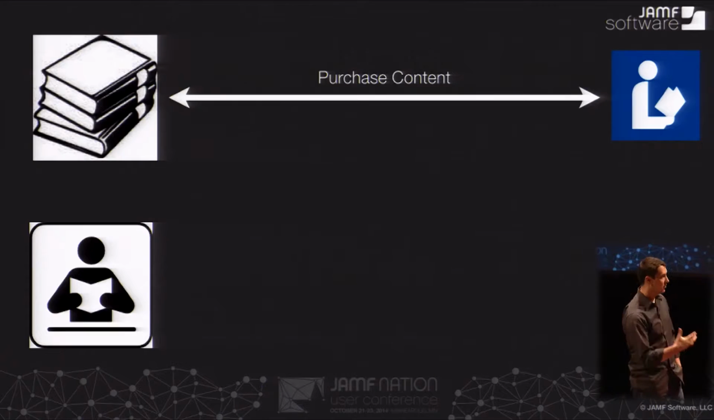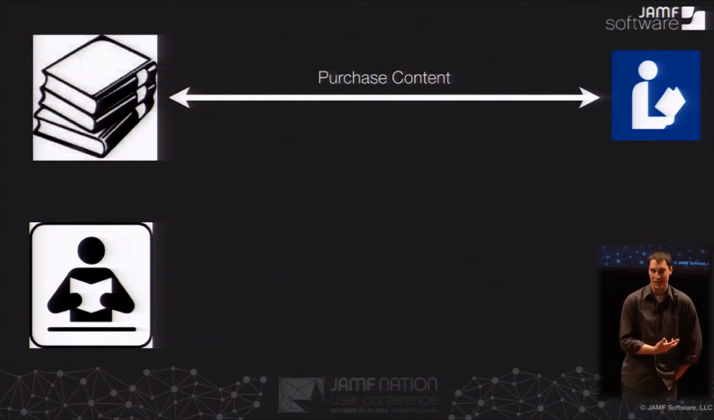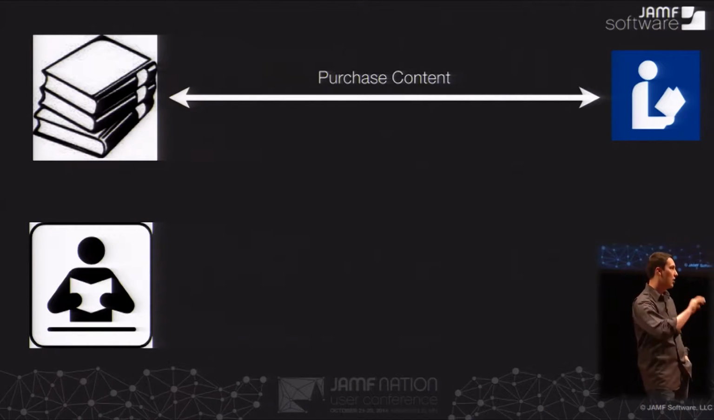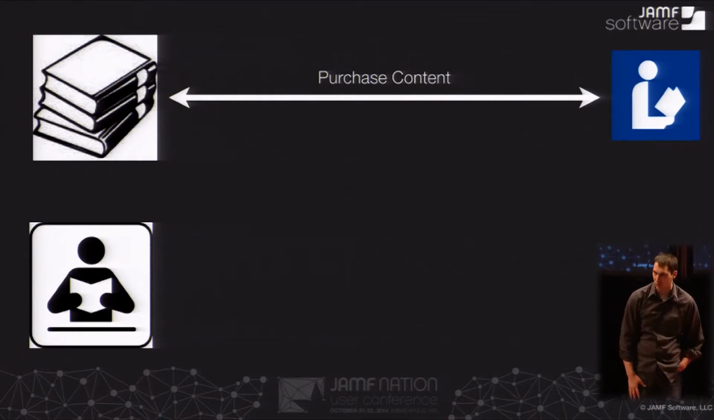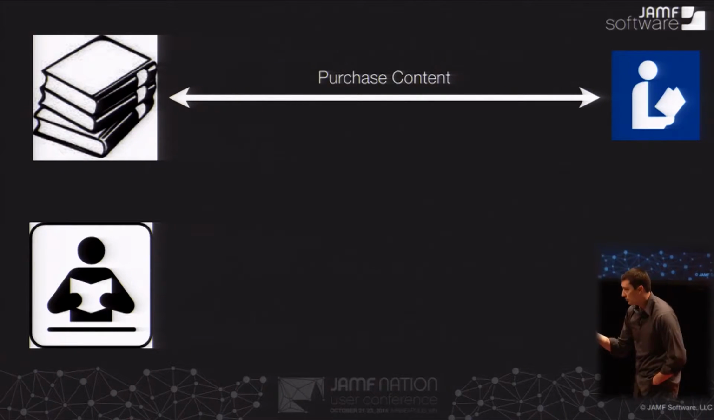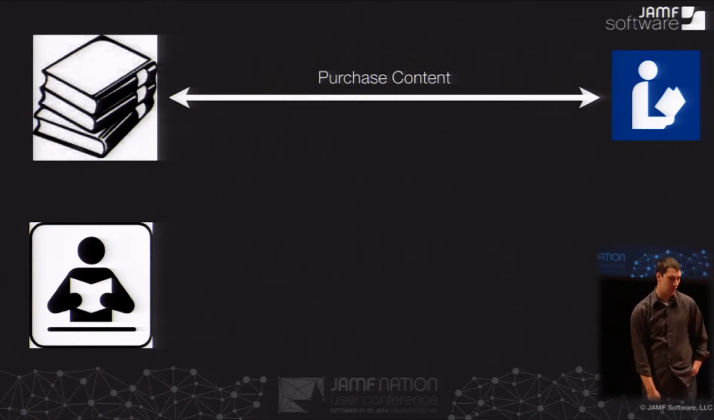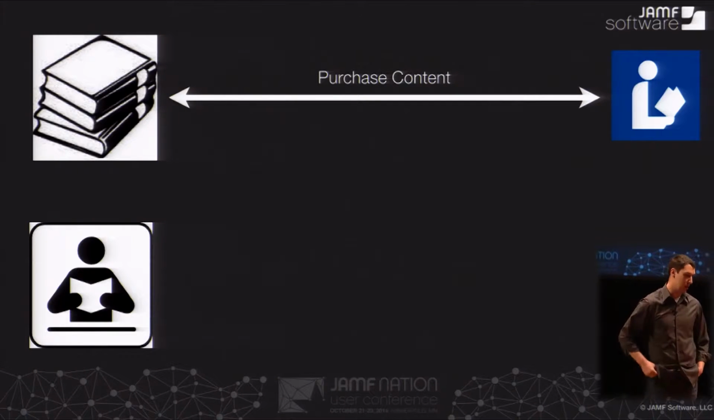So, a couple of steps here. First of all, the library has to go to the publisher and purchase that content. They have to say, hey, we want the new copy of the Stephen King novel, or the new copy of this DVD or ebook or whatever it ends up being. So they go ahead and purchase the content.